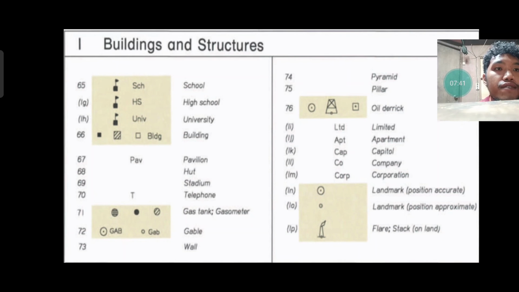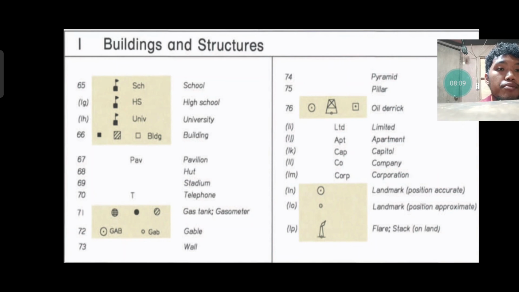So on the left side is the pyramid and pillar, and this pentagon-like shape is for the oil derrick, and limited is abbreviated as LTD. Apartment is abbreviated as APT. Capital is abbreviated as CAP. Company is abbreviated as CO. The corporation is abbreviated as Corp.